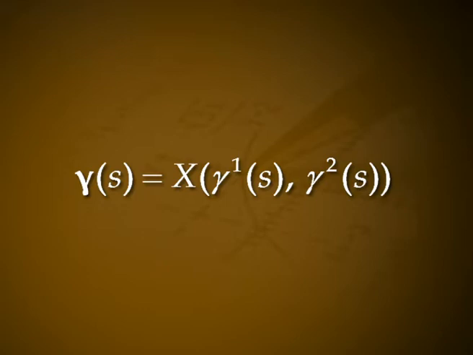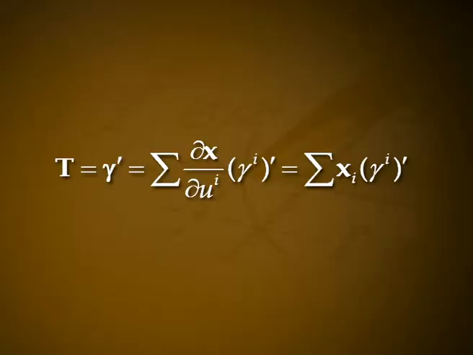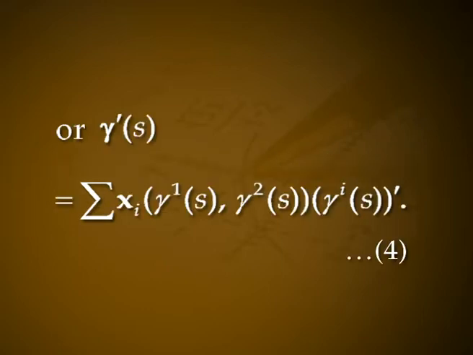For the curve gamma(s), whose image is contained in the coordinate patch x from U to R^3, we write as usual gamma(s) is equal to x of (gamma 1(s), gamma 2(s)). We have T is equal to gamma dash, which is equal to the sum of the partial derivative of x with respect to u^i times gamma i dash, which is equal to the sum of x_i gamma i dash, or gamma dash(s) is equal to the sum of x_i(gamma 1(s), gamma 2(s)) gamma i dash, equation number 4.